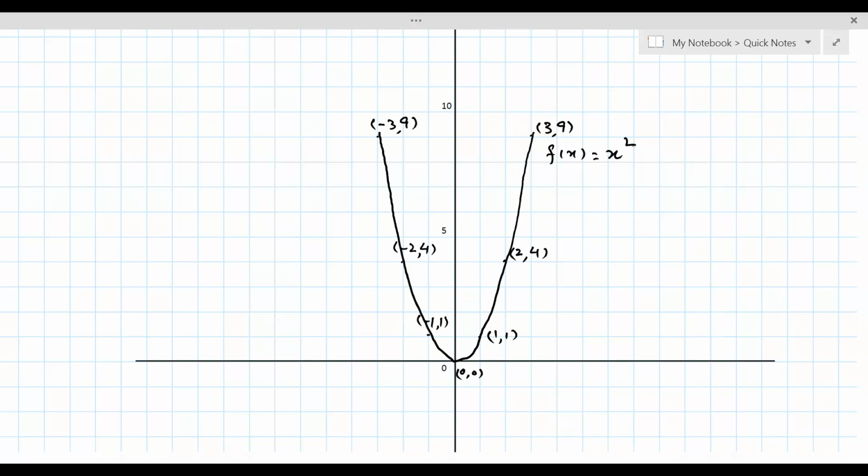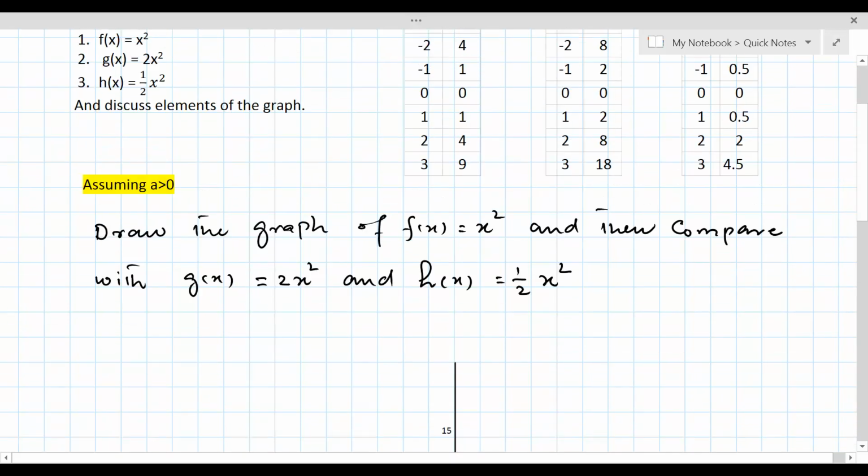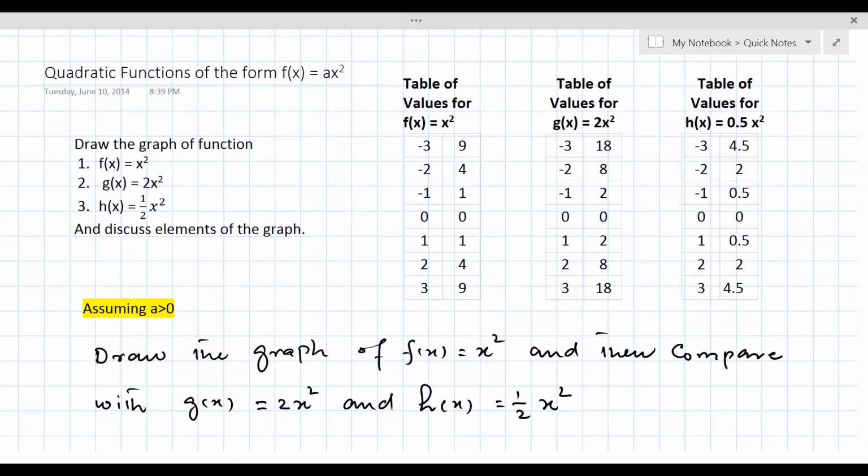Now, when value of a is changed and the value of a is not 1 anymore, like in g of x, a is 2. From the table of values, we see that values of y are multiplied with 2 when compared to the graph of f of x is equal to x squared, because the rule of transformation is now 2x squared. So whatever were the values of f of x is equal to x squared, we have multiplied them with 2 and listed them under the table of values for g of x is equal to 2x squared.